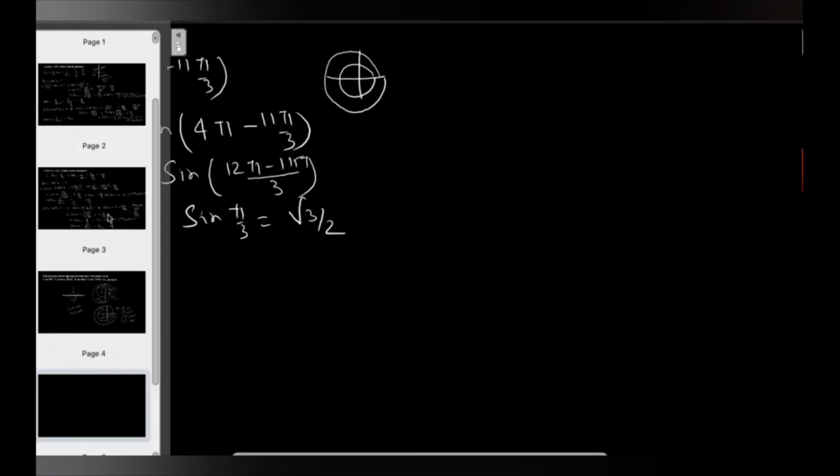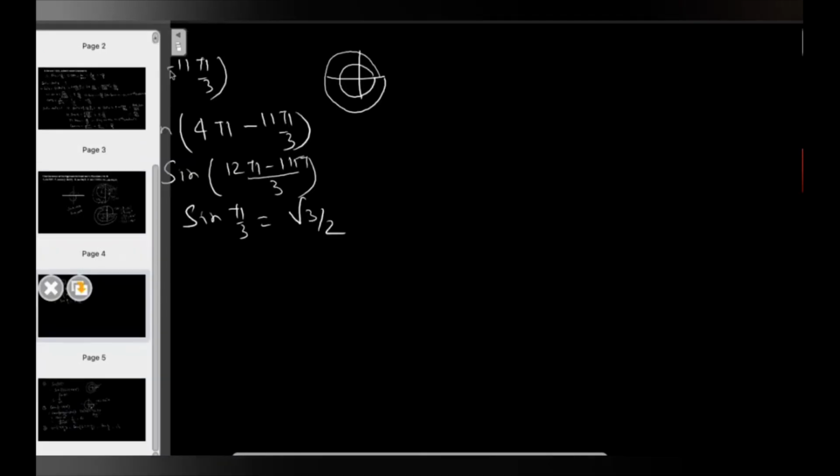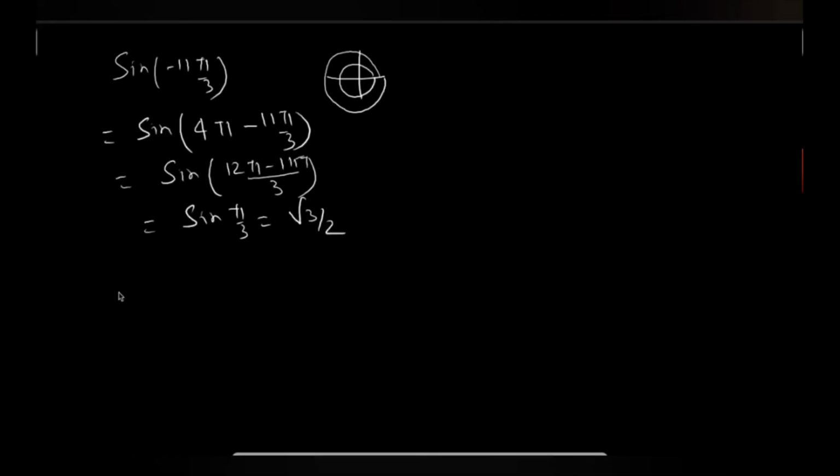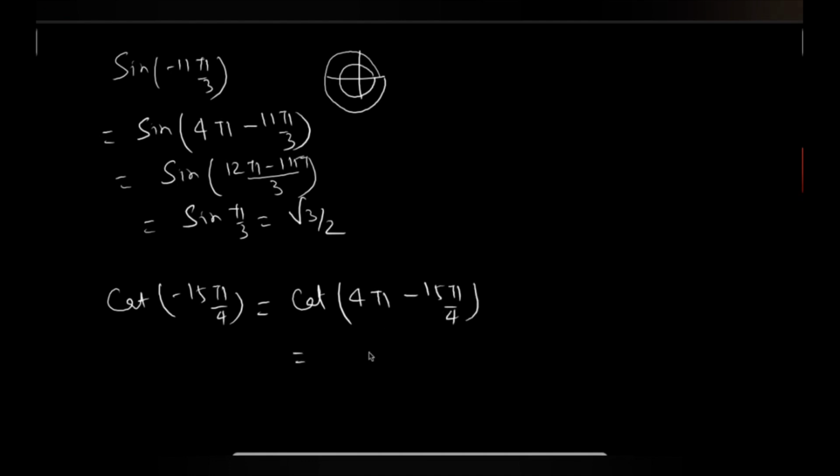Now coming to the last problem. My last problem is the part of minus 15 pi by 4. Again, I'll have to add 4 pi over here. 4 pi minus 15 pi by 4, which is nothing but part of pi by 4, which is nothing but 1, right?